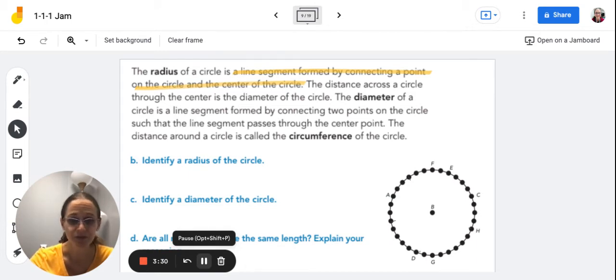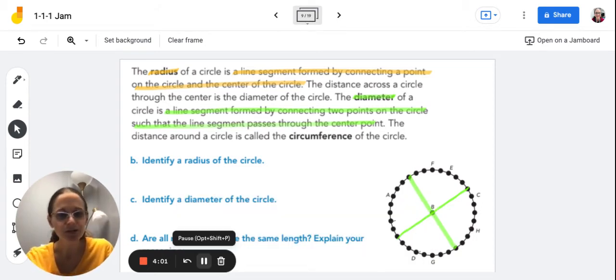The diameter of a circle, there's the word diameter, is a line segment formed by connecting 2 points on the circle so that the line segment goes through the center. So to draw a diameter, I would need to go from a point on the circle through the center all the way to the other side. So that's a diameter. From one side of the circle through the center all the way to the other. That's a diameter.